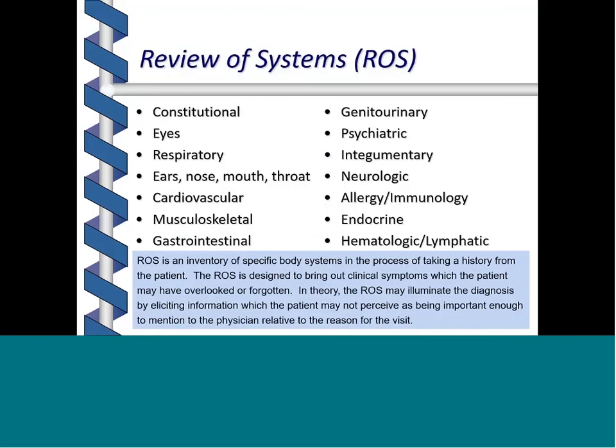So these are the 14 review of systems that are done. And again, the whole idea for the review of systems, just so you understand, is designed to bring out clinical symptoms which the patient may have overlooked or forgotten. That's really why we do the review of systems.